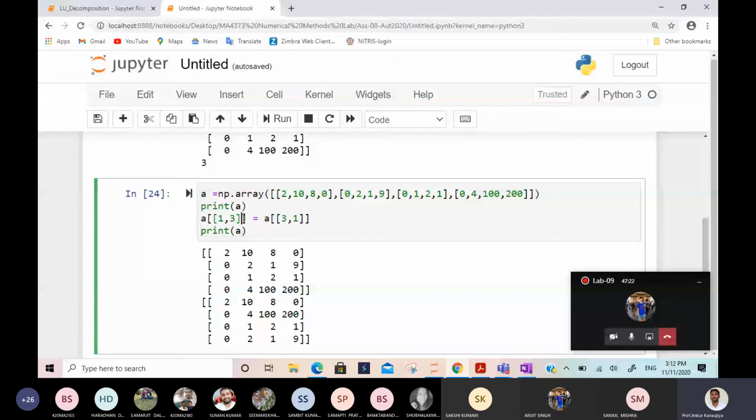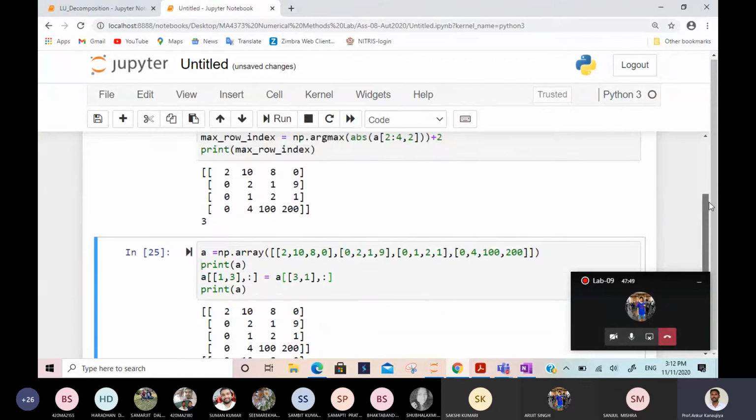You can even write a colon here. That means we are not interchanging columns. This 1, 3 changes with 3, 1. If you run this also, you will get the same thing. This colon means we are not interchanging columns; we are interchanging the rows. Here 2 rows, 1, 3 will change with 3, 1. Is that clear?